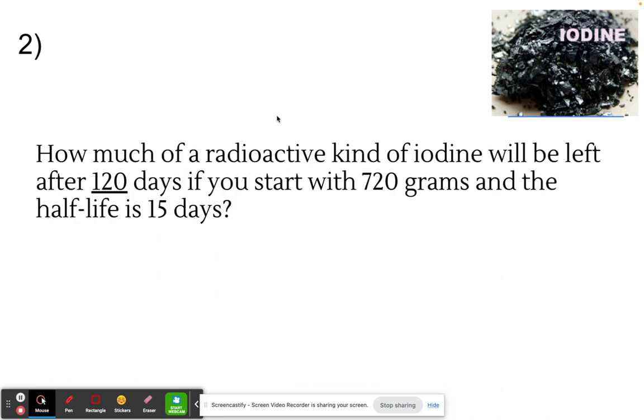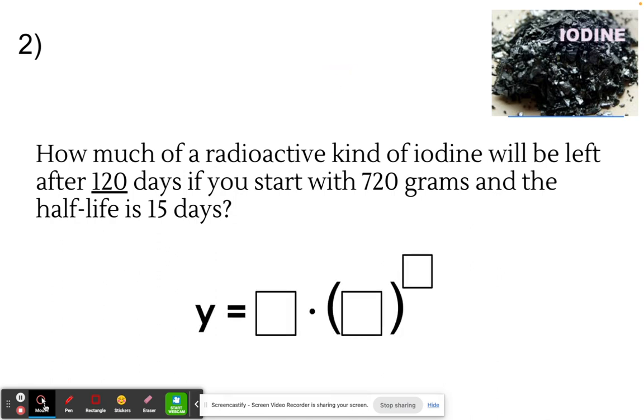Okay, let's look at this iodine. We have radioactive iodine. And we want to know how much will be left after 120 days if we start with 720 grams and the half-life is 15 days. Well, we want to know how many 15-day periods fit in 120 days. So 120 divided by 15 will give me 8 time periods.